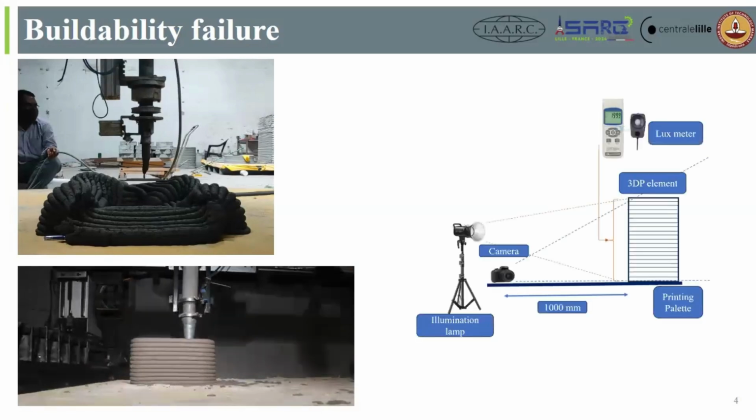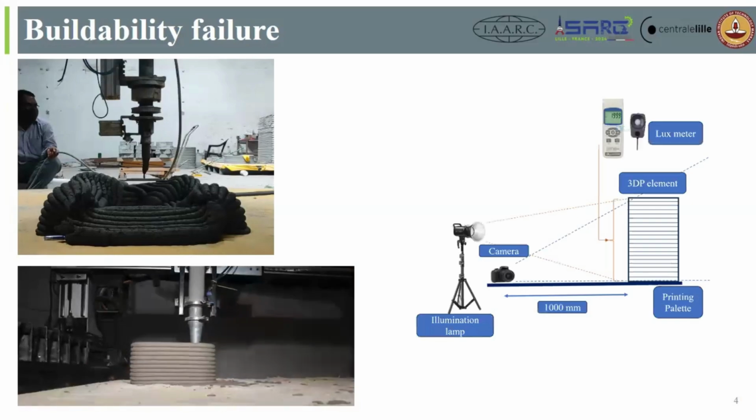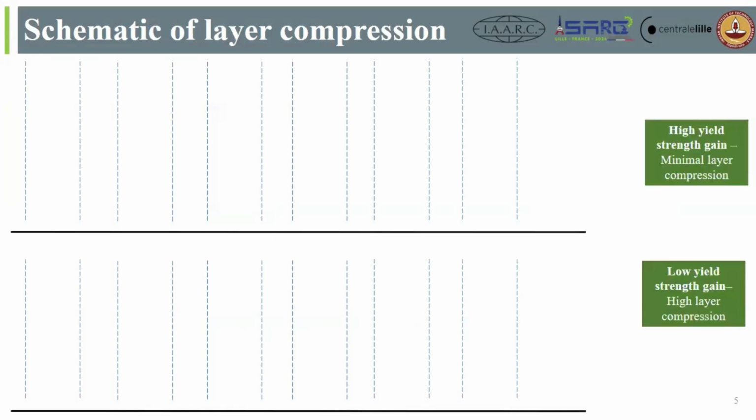So what I'm trying to do is put up a 2D vision camera and assess this buildability failure, and try to predict it before it happens. Coming to buildability failure, this is a schematic of how layer compression happens. If the concrete in the bottom layers doesn't gain strength, it is going to compress.